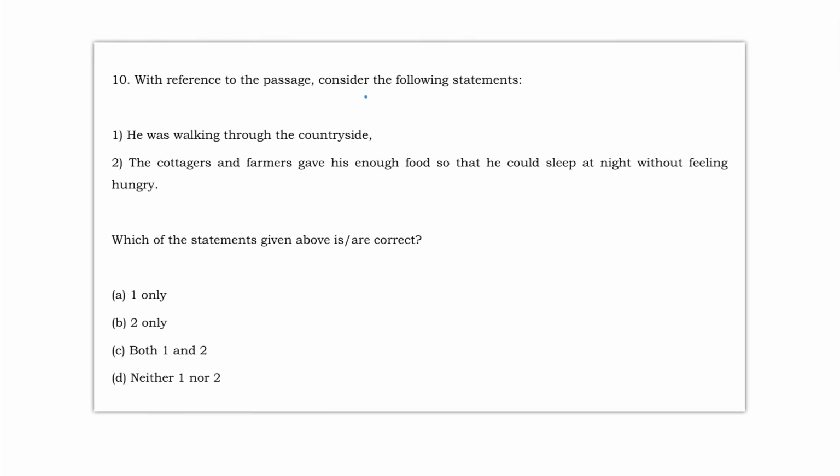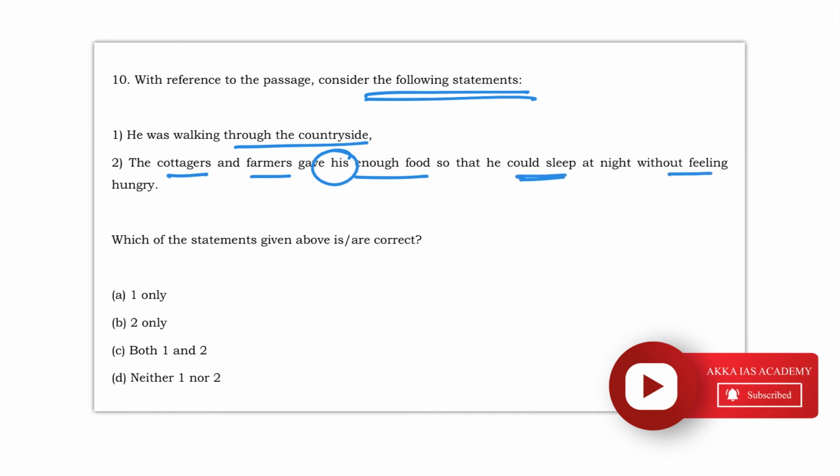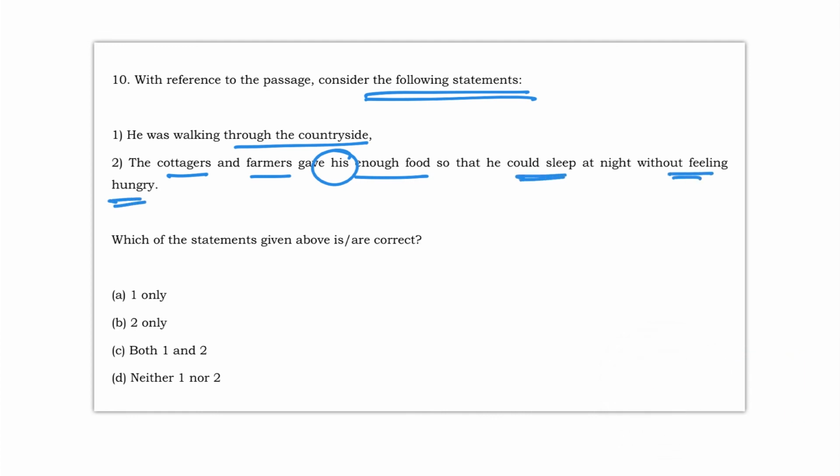With reference to the passage, consider the following statements. 1. He was walking through the countryside. 2. The cottagers and farmers gave him enough food so that he could sleep at night without feeling hungry here. According to the passage, he woke up hungry the next day. So on the same day he was not fed, my dear friends. So statement 2 is the wrong answer here. He was walking through the countryside; actually he slept in the open. According to that reference, he was walking through the countryside. So option A, 1 only, is the right answer, my dear friends.